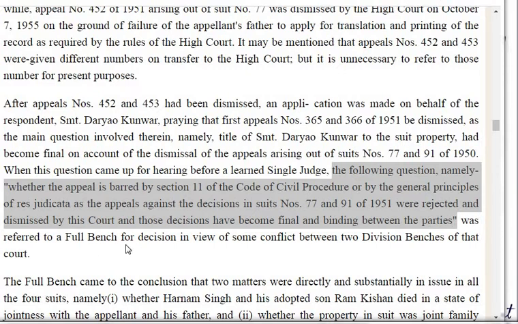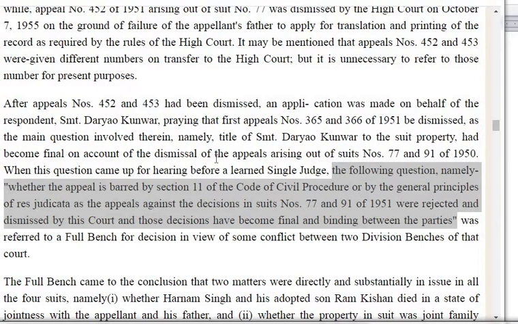Was referred to a full bench for decision in view of some conflict between two division benches of that court. Now see, what is the question before the court? Here there are 4 appeals, out of which 2 are dismissed. But to simplify, we talk about 2 appeals.